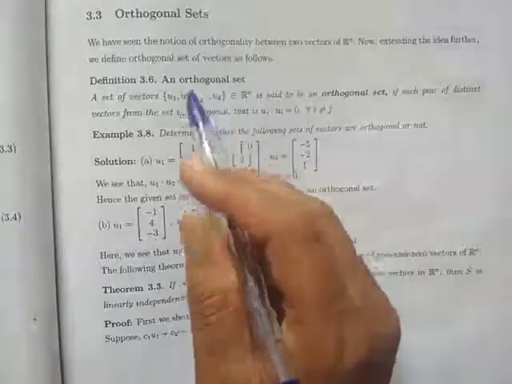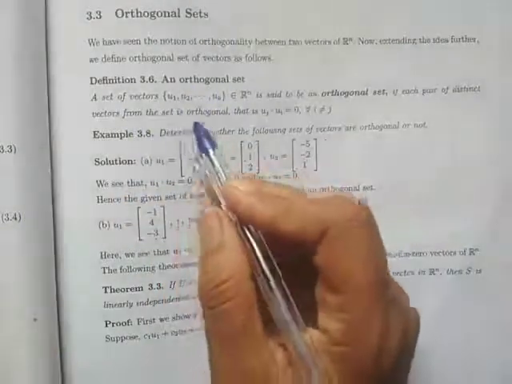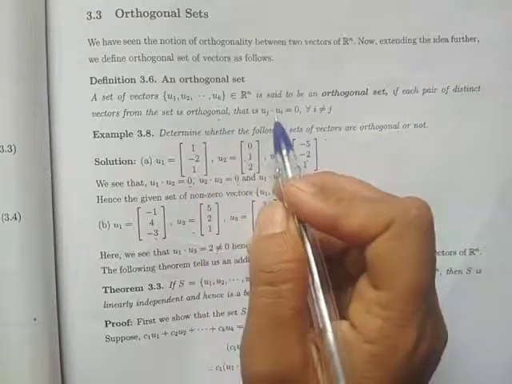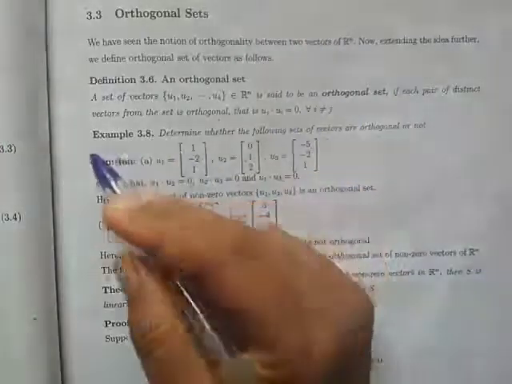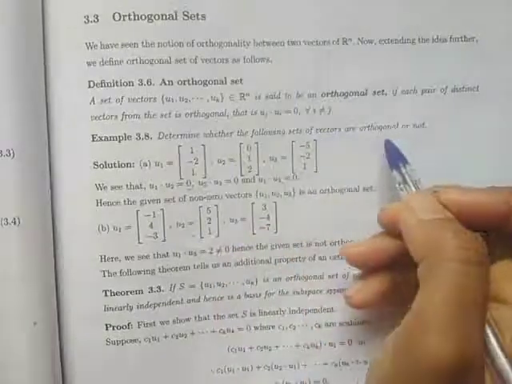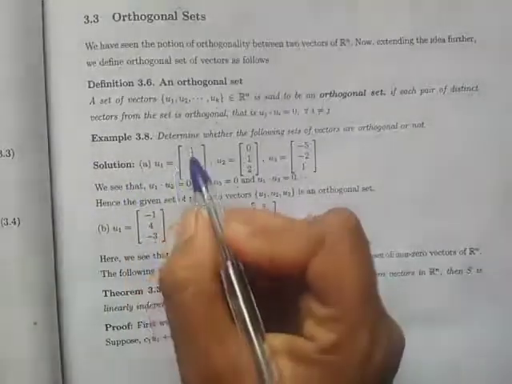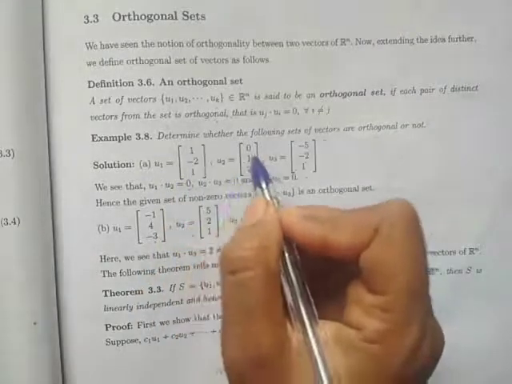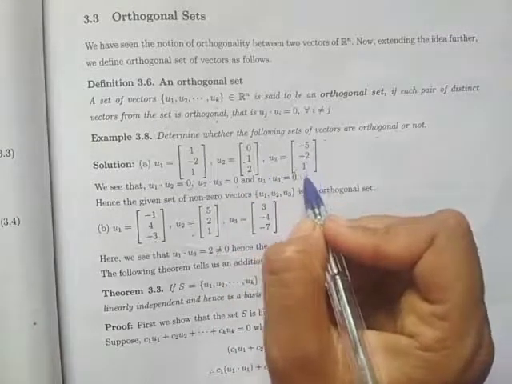This set is said to be orthogonal if each pair of distinct vectors from this set is orthogonal, that is uj dot ui equals 0 for all i not equal to j. Let us see an example. Determine whether the following set of vectors is orthogonal or not. Solution: u1 equals vector 1, minus 2, 1; u2 equals vector 0, 1, 2; u3 equals vector minus 5, minus 2, 1.